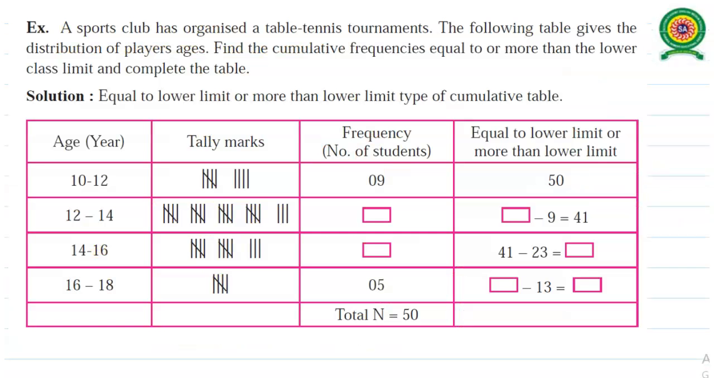Look at the next activity. A sports club has organized a table tennis tournament. The following table gives the distribution of players' ages. Find cumulative frequencies equal to or more than the lower class limit and complete the table. So the cumulative frequency that is equal to or more than the lower limit, we can say, is the greater than cumulative frequency.